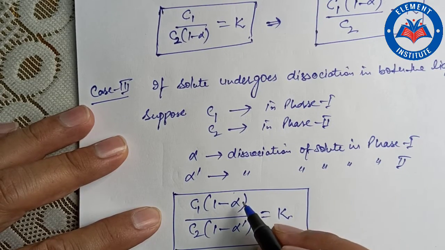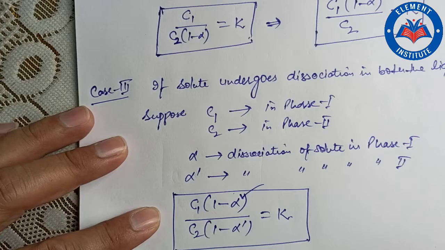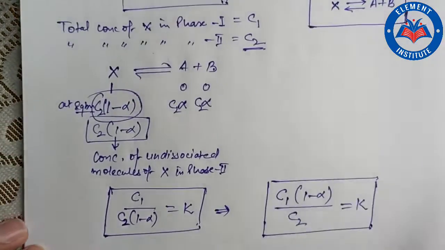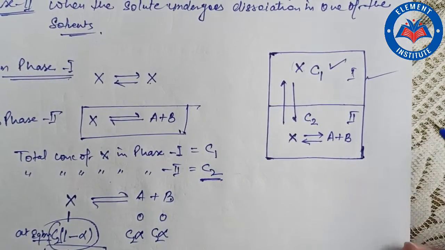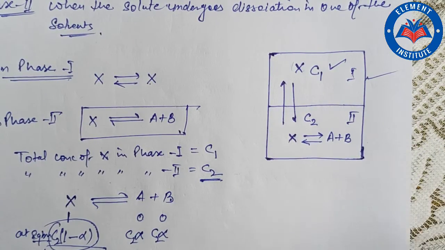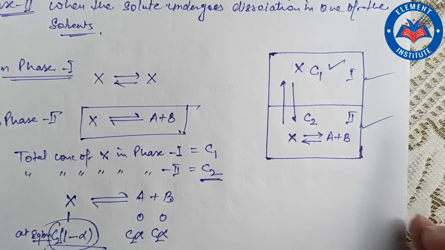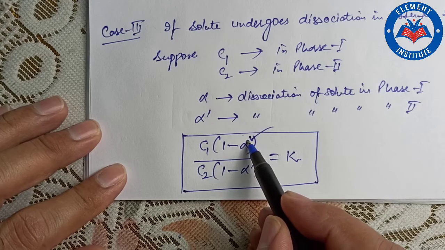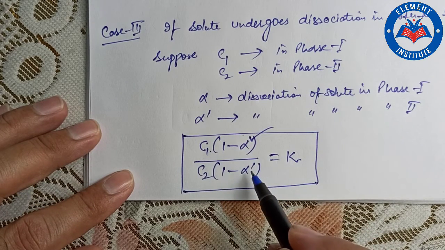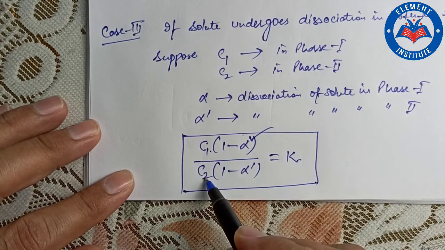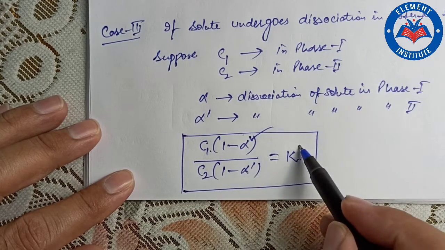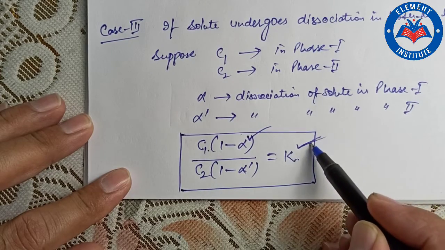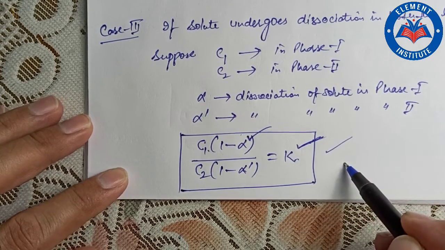If we know how much solute is undergoing dissociation in solvent 1, and how much of the solute is undergoing dissociation in phase 2, then putting the value of alpha, that is the degree of dissociation of the solute in phase 1, and the degree of dissociation of solute in phase 2, we can easily predict or calculate the value of K, that is the distribution coefficient or partition coefficient.